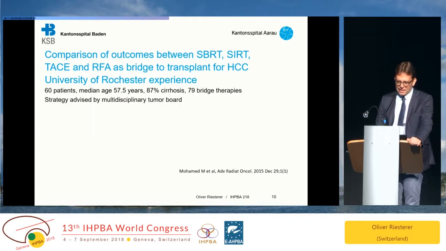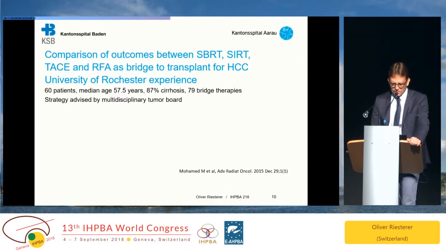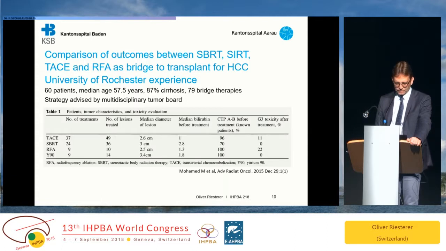Now, this is another study, the University of Rochester experience. So 60 patients were transplanted. These 60 patients had altogether 79 bridge therapies. Again, the bridge strategy or treatment was discussed at the multidisciplinary tumor board. Here you can see a list of the treatments and patients. So it was a smaller study.